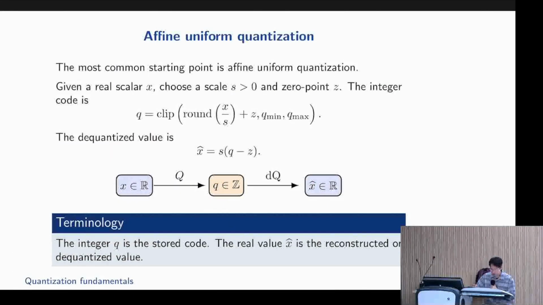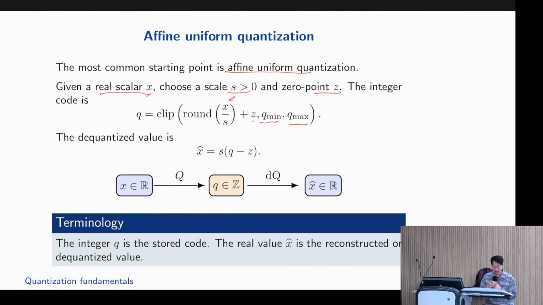So what's a simple way to quantize these models? You can do uniform quantization. Upon receiving a real scalar x, we could choose a scale and a bias, S and Z. The integer code is: you take your real number x, divide by the scale S, round it, add in the bias Z, and clip it to the minimum and maximum range. That'll be one of the easiest ways to quantize an input number into an integer.